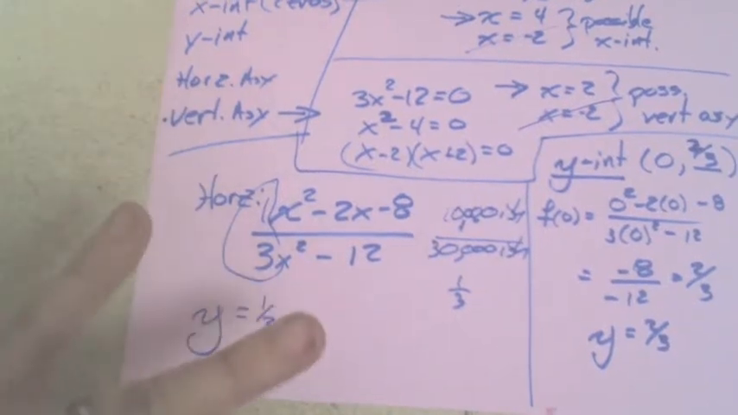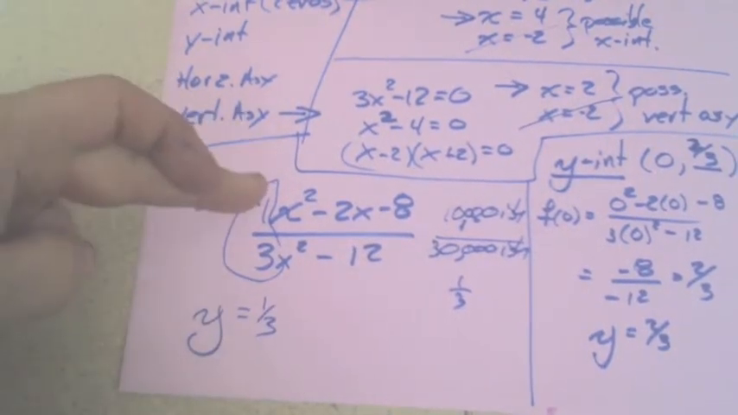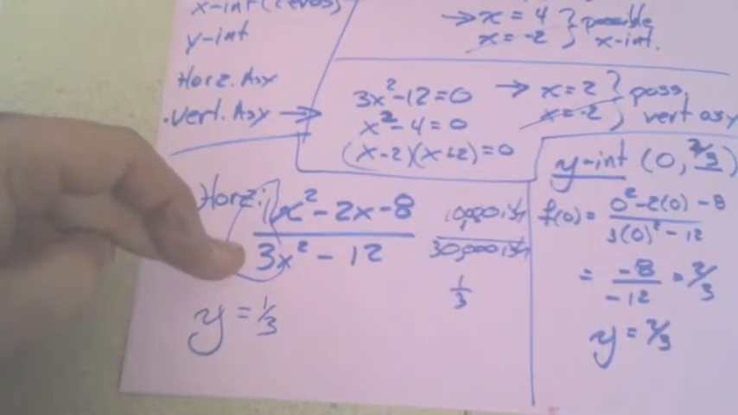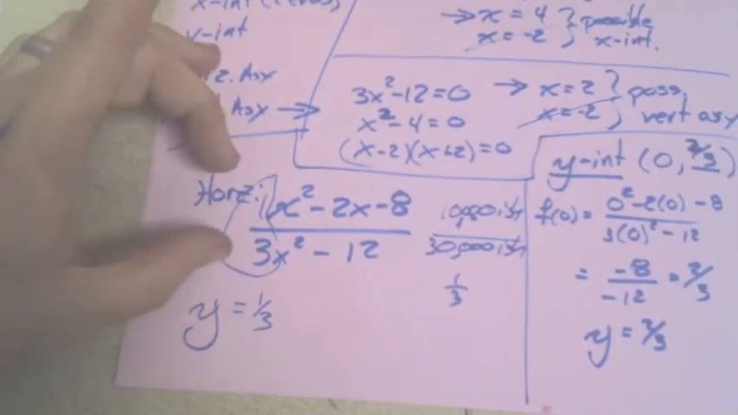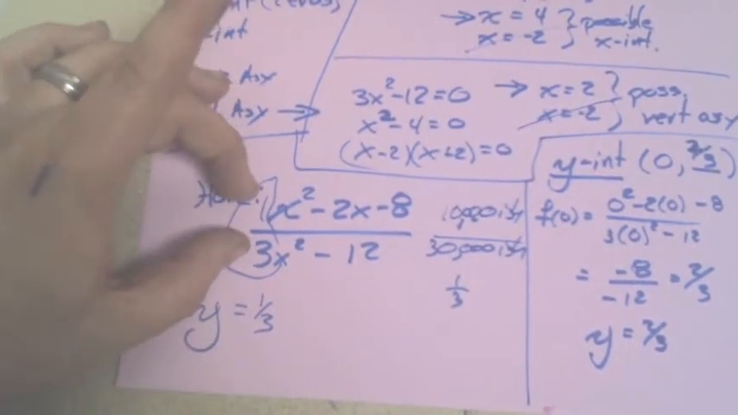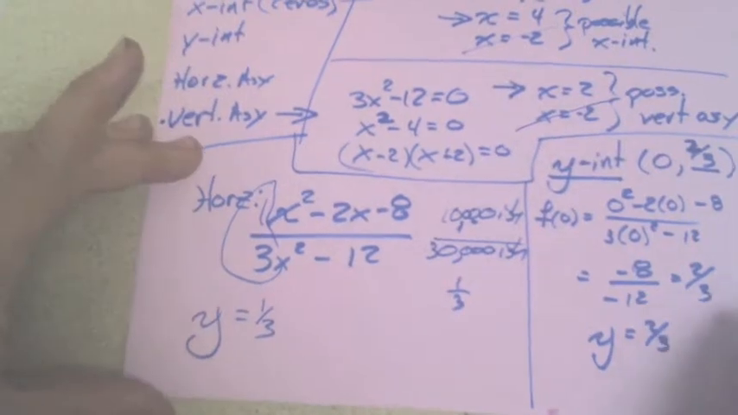You want to get those 3 cases down. If the top is more powerful, no horizontal asymptote. If the bottom is more powerful, horizontal asymptote at y equals 0. If the degrees match, then it's the ratio of the lead coefficients. Read through that section. So, what do we know?